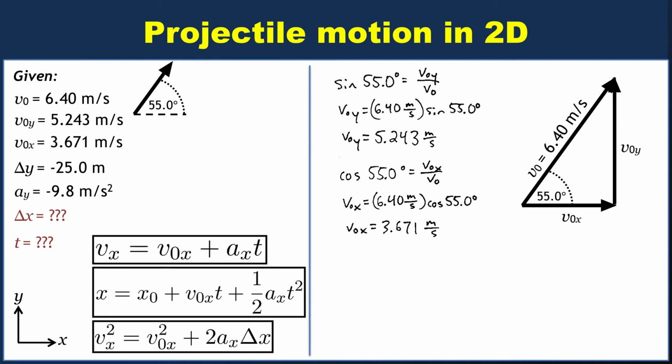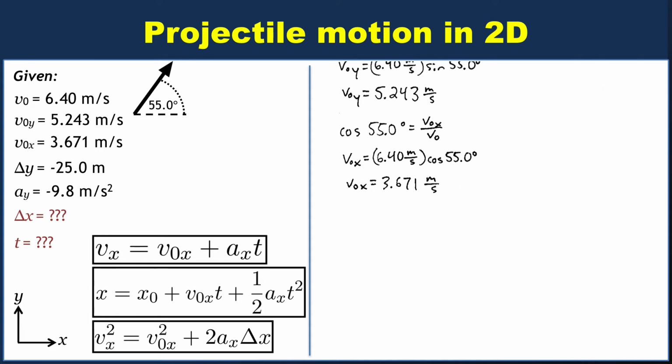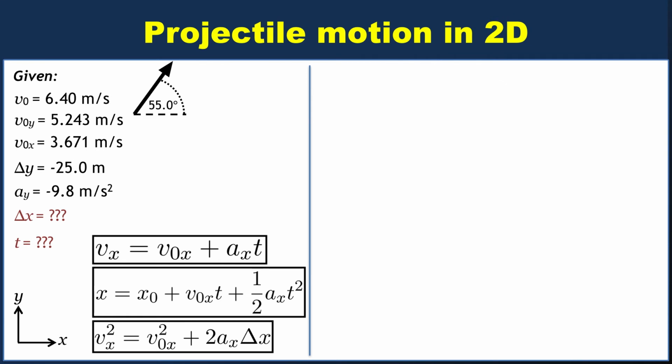Now that we've decomposed the initial velocity and written down the values, we can erase that triangle, and we can erase all the work on the right-hand side. Now let's apply the equations of motion to solve for either the x displacement or the time. I'm going to choose the time. Let's do that first. Now if we want to know the time, which equation should we use?